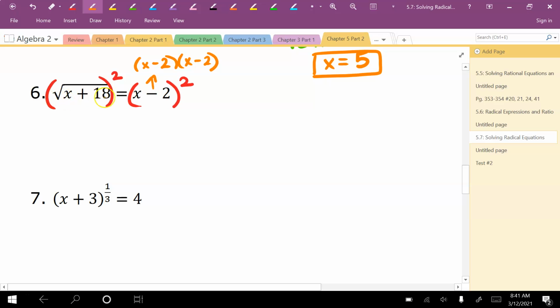Over here on the left side, we can go ahead and just write x plus 18 because the square root and the square cancel. Now over here, I'm taking x minus 2 times x minus 2. So I'm FOILing it now. So remember, that's when you do your first terms, which would be x times x, which is x squared. Your outside terms, so the first x and that last negative 2. So that's minus 2x. Inside terms would be another negative 2x. And last terms would be negative 2 times negative 2, which is positive 4.